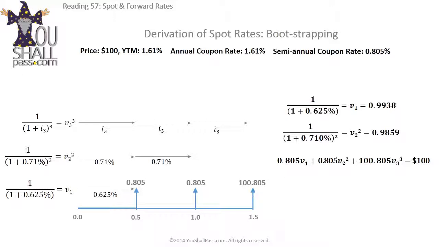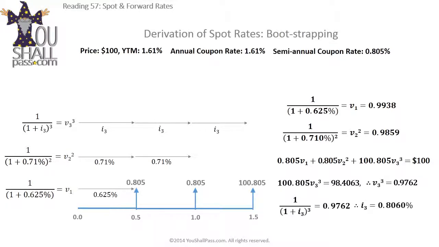Substituting the values of V1 and V2 in this equation, and with some basic arithmetic, we arrive at this position, which then naturally implies this position. And although I've left out some basic algebra in between, you can easily work out the intermediate steps to confirm that the value for I3 is indeed 0.806%.